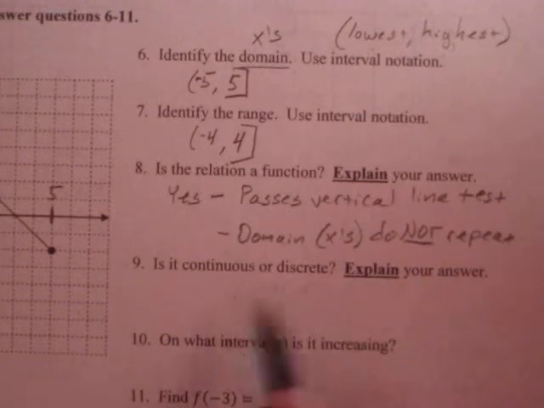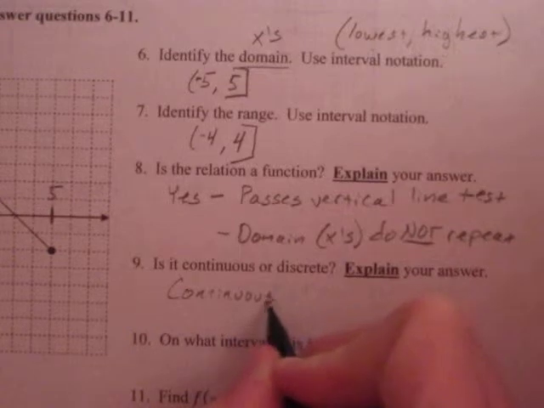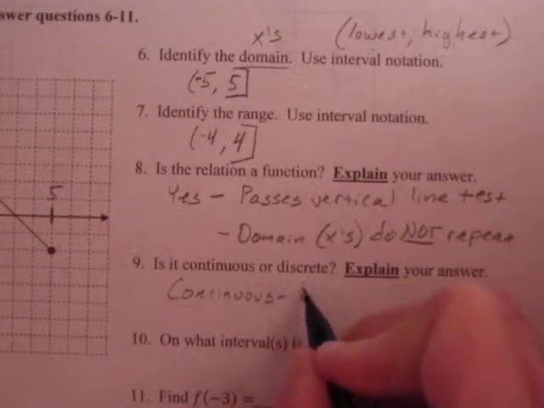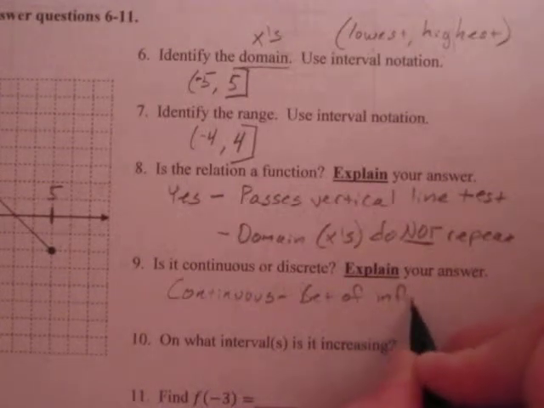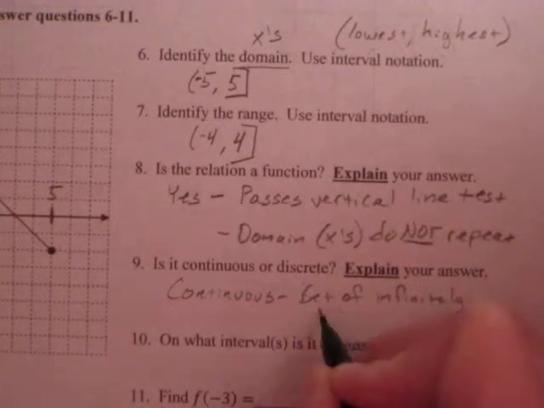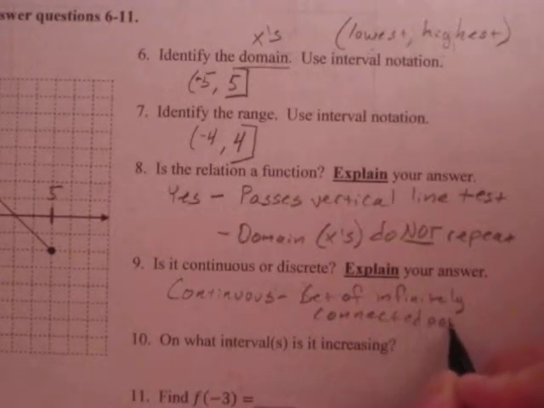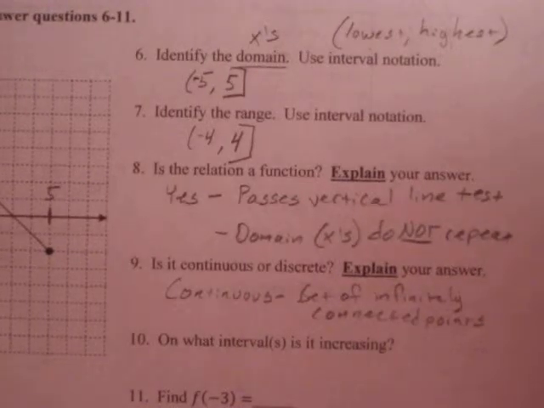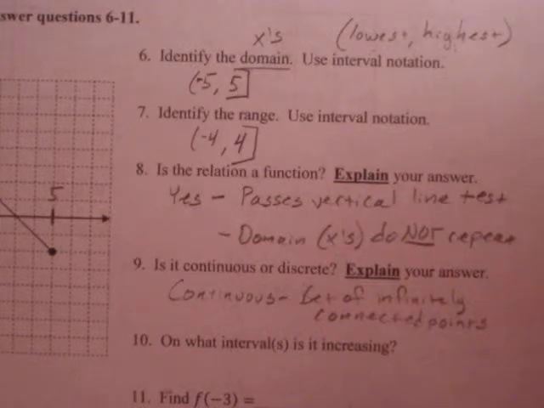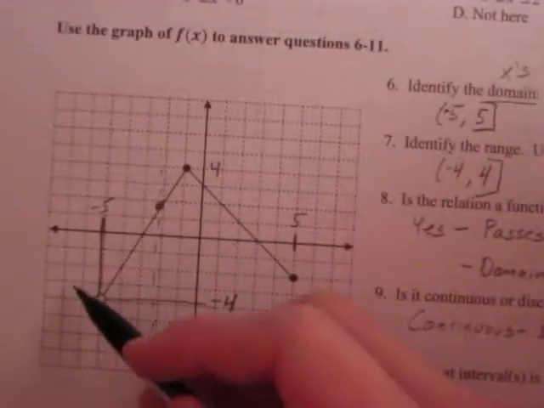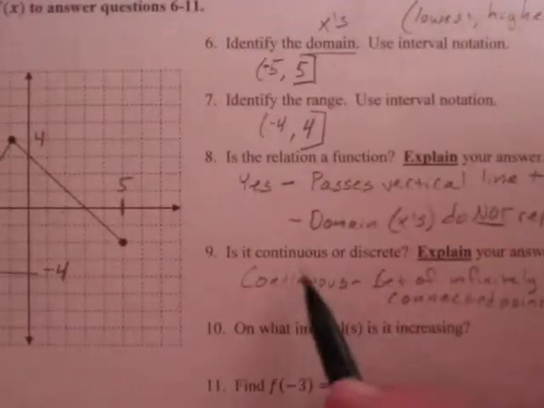Is it continuous or discrete? It is continuous because it's a set of infinitely connected points. Okay, so it's a set of infinitely connected points, and if you put your pencil here on the graph, you can see that you can draw the whole thing without ever picking up your pencil. That makes it continuous.